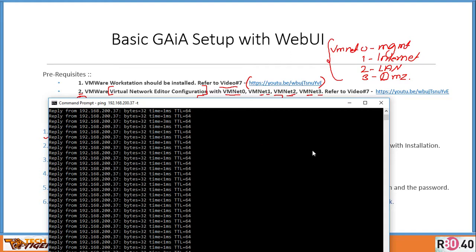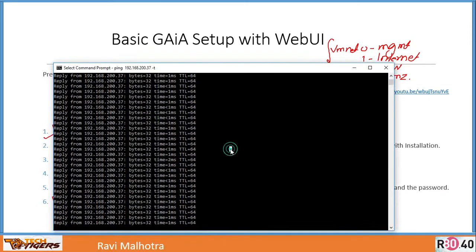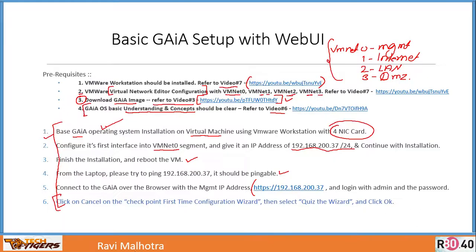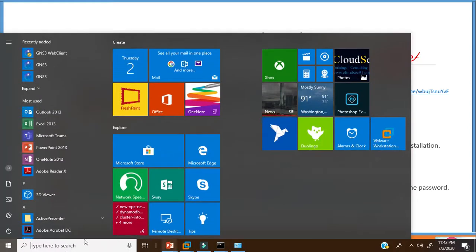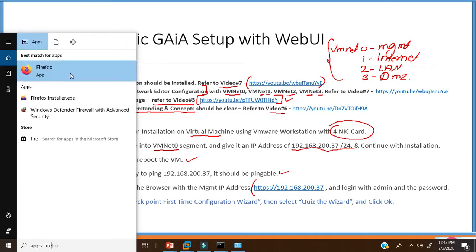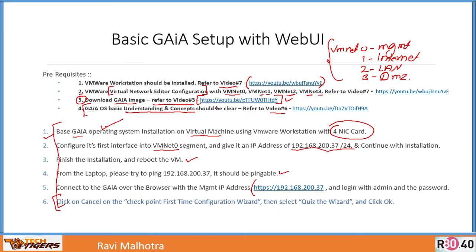All right, so now the ping is working. The ping to 200.37 is working with a time of less than 1 millisecond, right? So that means now I should just try to connect to the GAiA over the browser with the management IP address. So this is what I'm just going to do now. I will open my Firefox. So I'll try to connect to it.